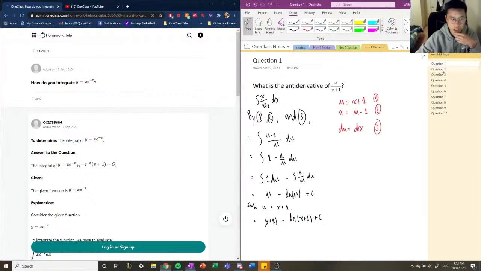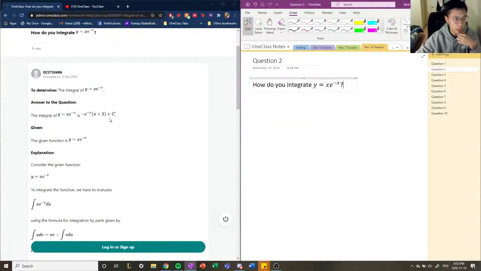All right, so the second question reads, how do you integrate y equals x times e to the power of negative x? So last time we used a technique of substitution, and this time we're going to be using a technique called integration by parts. It's also a technique that simplifies your integral so that you'll be able to solve it more easily. So let's write down our integral first here.